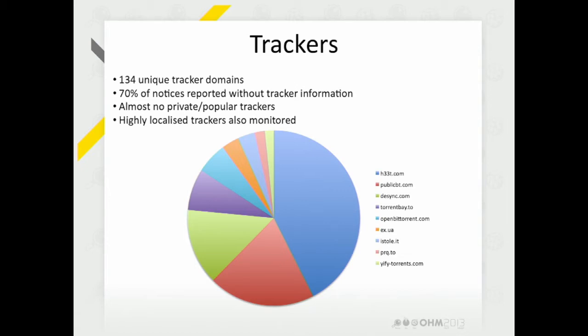An interesting point of fact is that there are almost no private or popular trackers in our data set. I went to torrentinvites.com and looked at the reviews for the best trackers, with the most information, best pre-times, that sort of stuff. I took the top 10, top 15 trackers and searched through our data set, and maybe a couple are in there. And when they are, it's maybe one or two complaints.